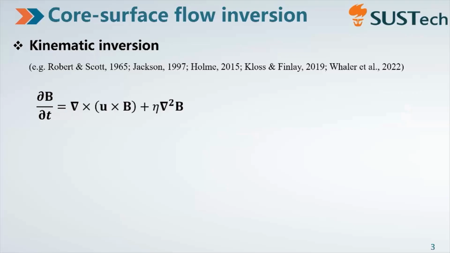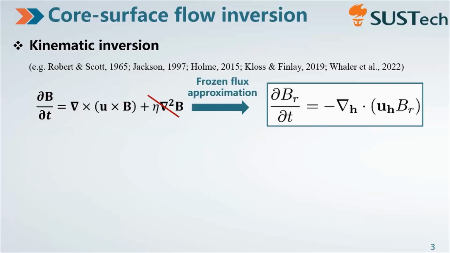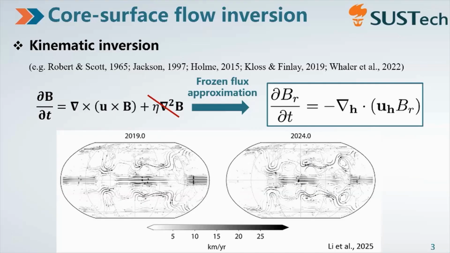Actually, we already heard a lot in this 2-day conference. The most classic and conventional way is to start from the magnetic induction equation at the surface of the core. If you use the frozen flux approximation, you would get a core surface flow. This is one of the examples we obtained using PINNs, using only the induction equation and the Swarm and MSS-1 data. So this inversion is highly non-unique.